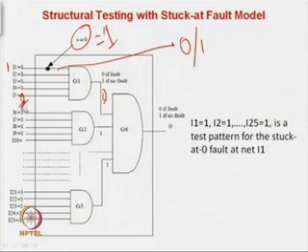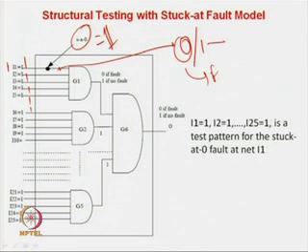So to avoid this, what we have to do is apply all the other lines as 1 1 1 1 1. Then I will also apply a 1 at this line. What is happening if I apply 1 at all the lines? In the normal case the answer will be 1, but if there is a stuck-at-0 in this net, the answer will be a 0. This is for the fault and this is for the normal.